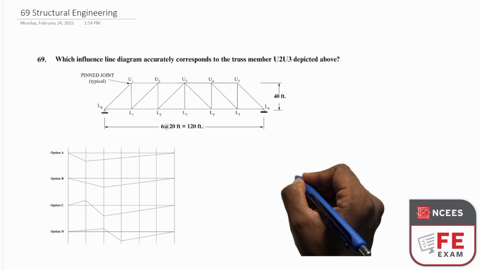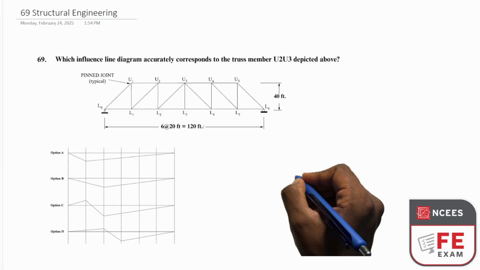In a way, you can say that the influence line would be proportional to the internal force that exists in U2 and U3. So we just need to understand that when the point load is going across this beam, which points would create the maximum and the minimum amount of force on U2 and U3.